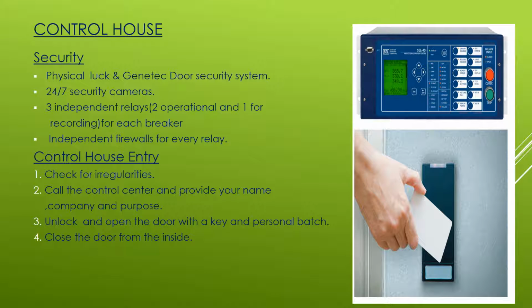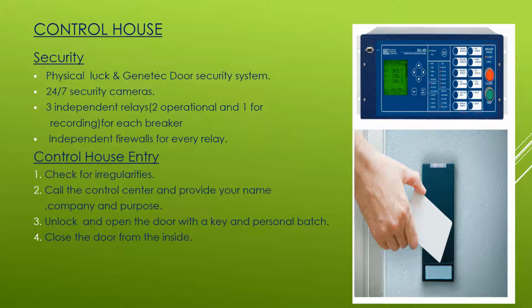2 relays will be operational, meaning they have the ability to open and close the breakers. And the reason for it is if one relay fails, the other relay will be able to pick up and protect the system. And the third one, it's just for recording, and it just gives numbers and the voltages and the currents like the other 2, but they have no ability to operate.